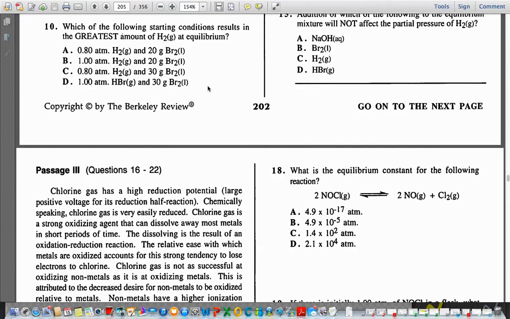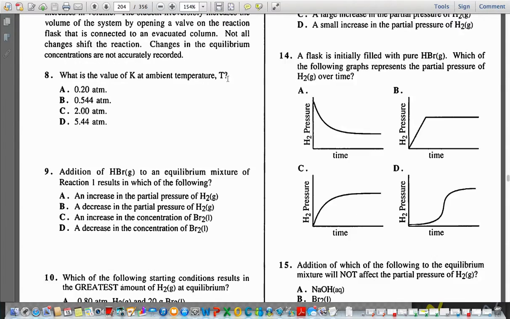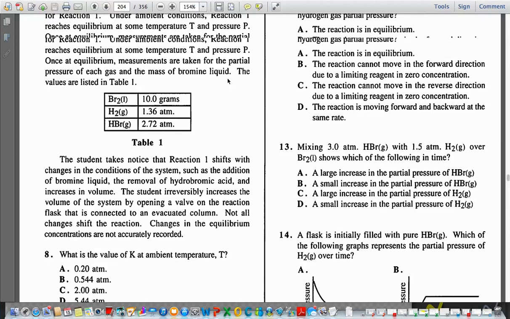But I'll tell you this, A and C you have to eliminate because they're the same thing, because bromine doesn't matter and they have the same amount of H2. Yeah, that's what confuses me by that same logic. Anyways, doesn't matter.